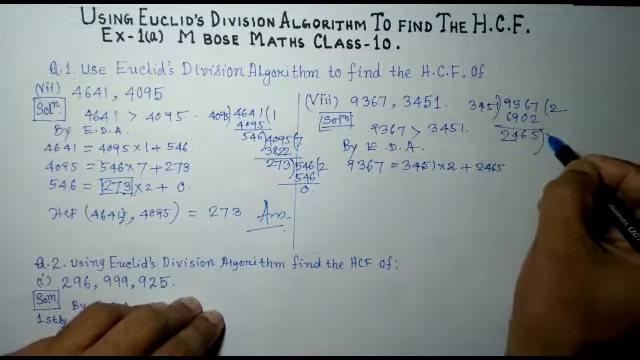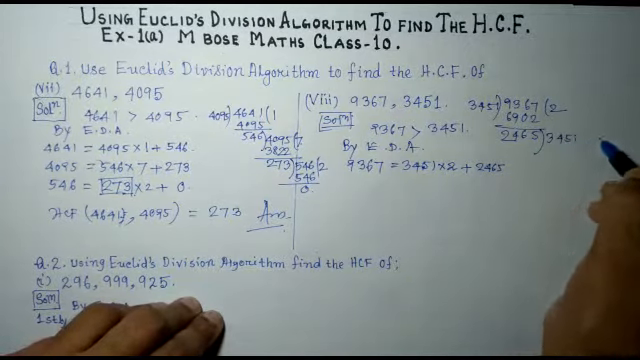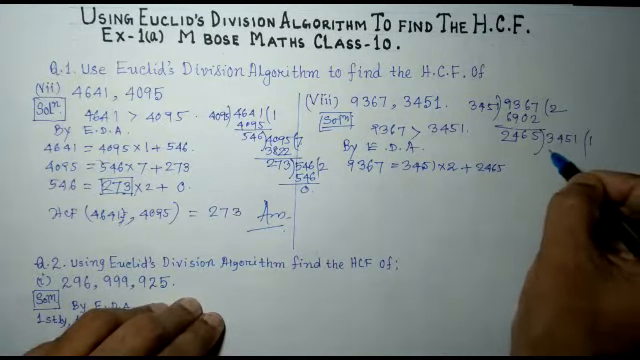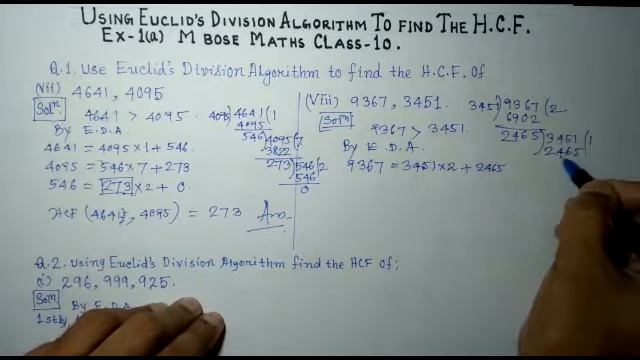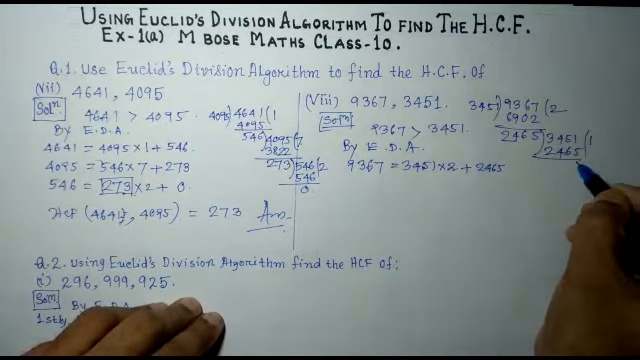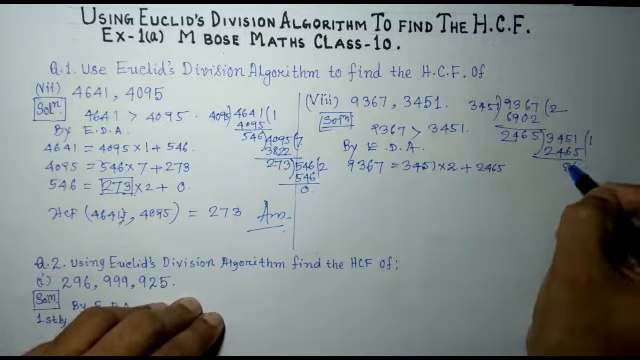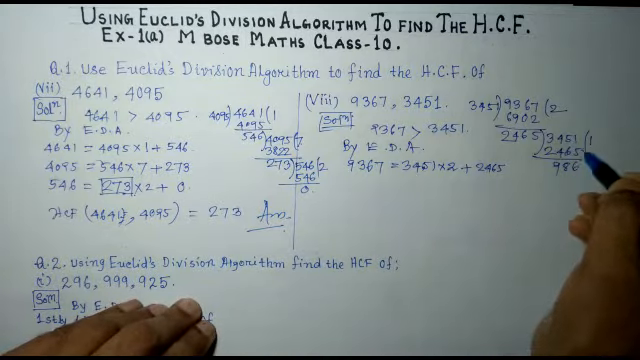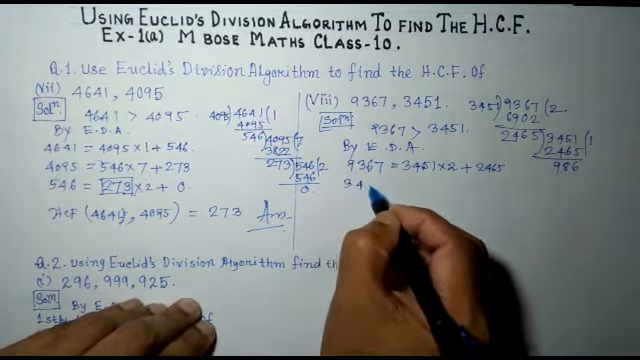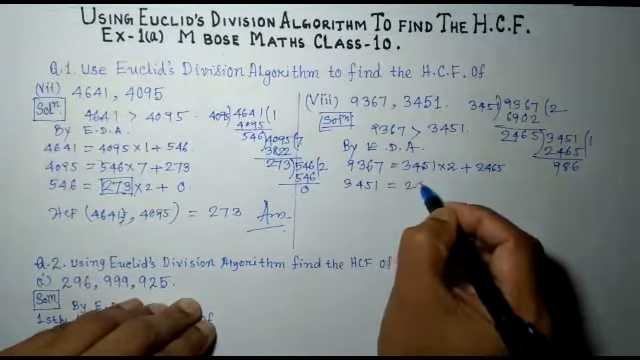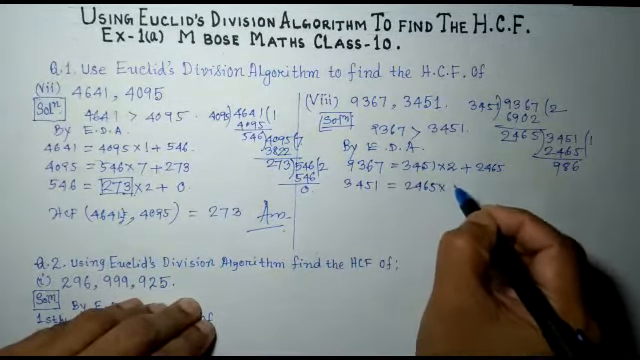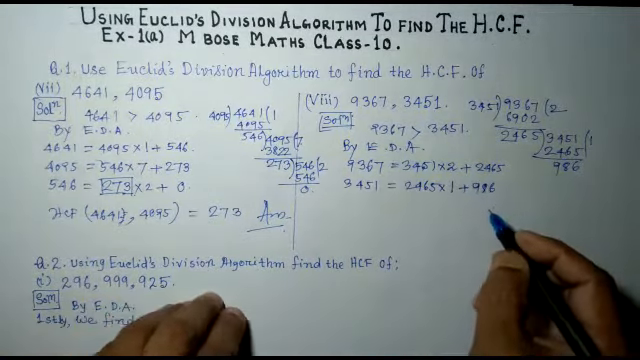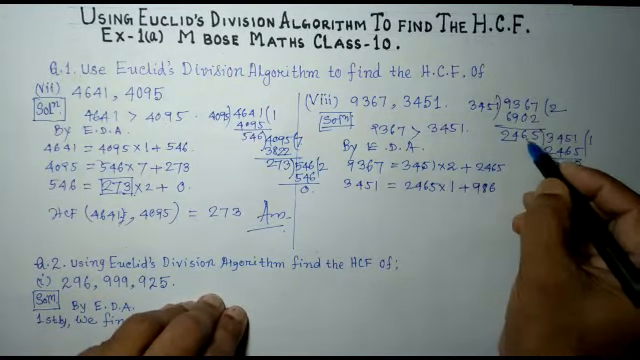Bring that 3451 divided by 2465. It will go only one time, so it will be 2465. Subtracting, we get 986, that is the remainder. So we write for this division: 3451, that is the dividend, is equal to divisor 2465 into quotient 1 plus remainder 986, and then by this remainder we have to divide.